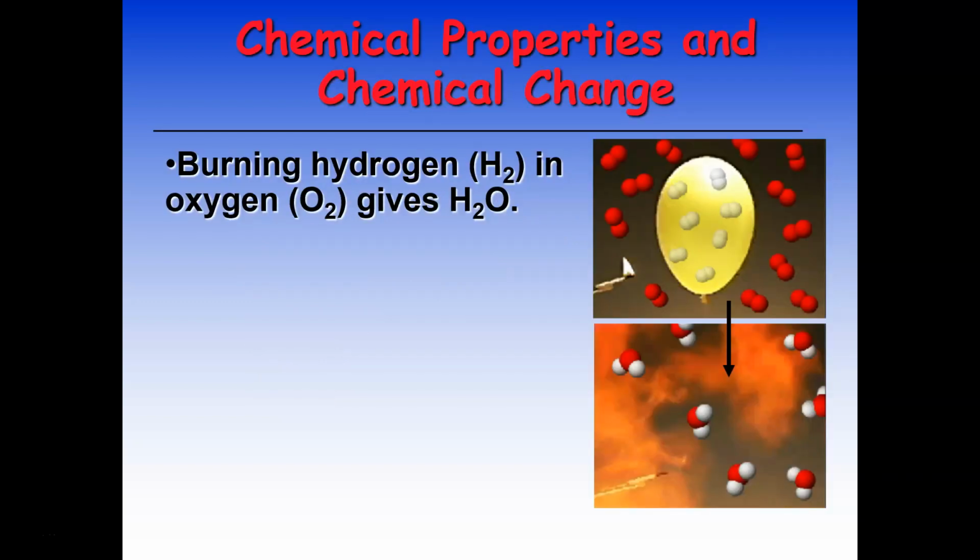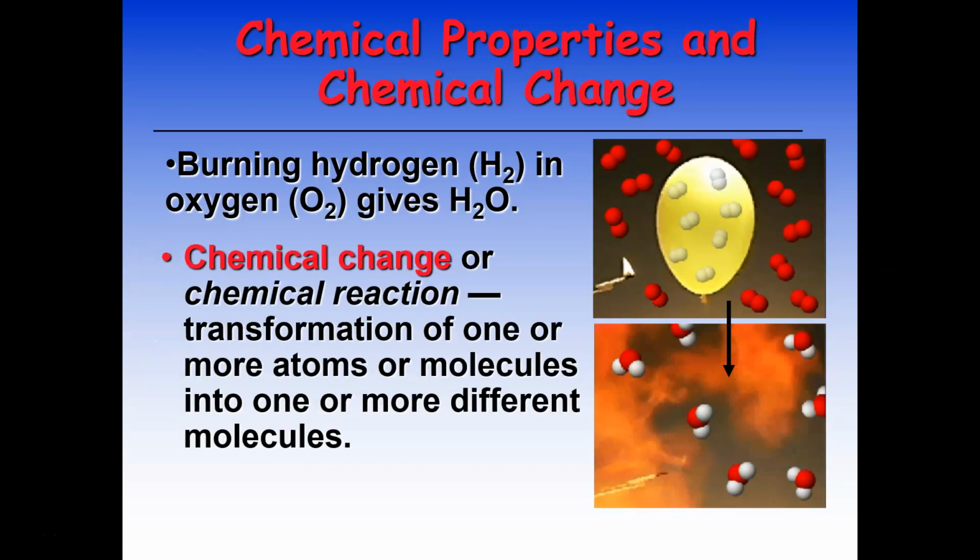As far as chemical properties and changes, the burning of hydrogen in oxygen gives us H2O. This is a chemical change or a chemical reaction because I can't get those two things back. It is the transformation of one or more atoms or molecules into one or more different molecules. We take something that used to exist and had its own properties, and we put them together to create something that has new or different properties. And this is a chemical change.